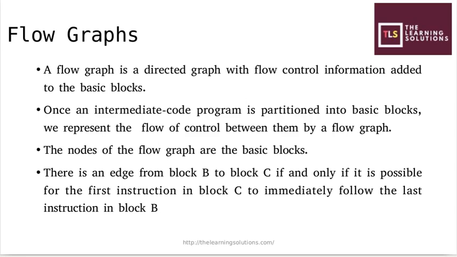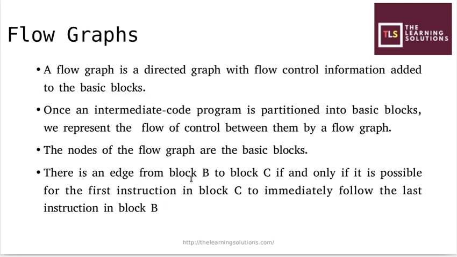Once intermediate code is partitioned into basic blocks, we represent the flow of control between them by using flow graphs, a directed graph. Now the nodes of the flow graph are nothing but basic blocks. So a node in the graph will be represented by a block. Now under what condition will we give an edge from one block to another block? Just understand.